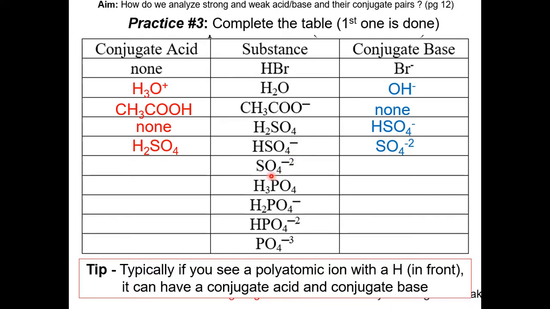For sulfate ion, it is a polyatomic ion with no hydrogen. Therefore, it cannot lose a hydrogen to get the conjugate base. It can only gain a hydrogen to get the conjugate acid. Try to do the rest of the questions by yourself. Pause the video, resume as completed. Here are the answers.